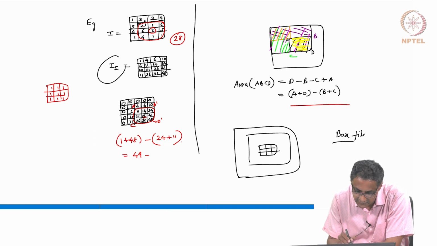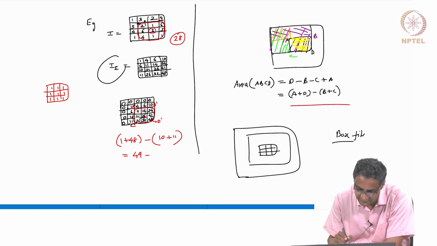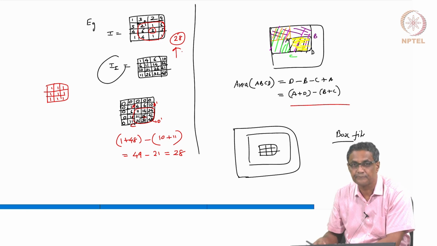Wait a minute. 48 plus 1, oh, 10, yeah. It's not 24, right? This is 10, no? B dash plus C dash. So this should be 10 plus 11, which is C dash. So 49 minus, what is this? 21, right? So that is equal to 28, which is this value.